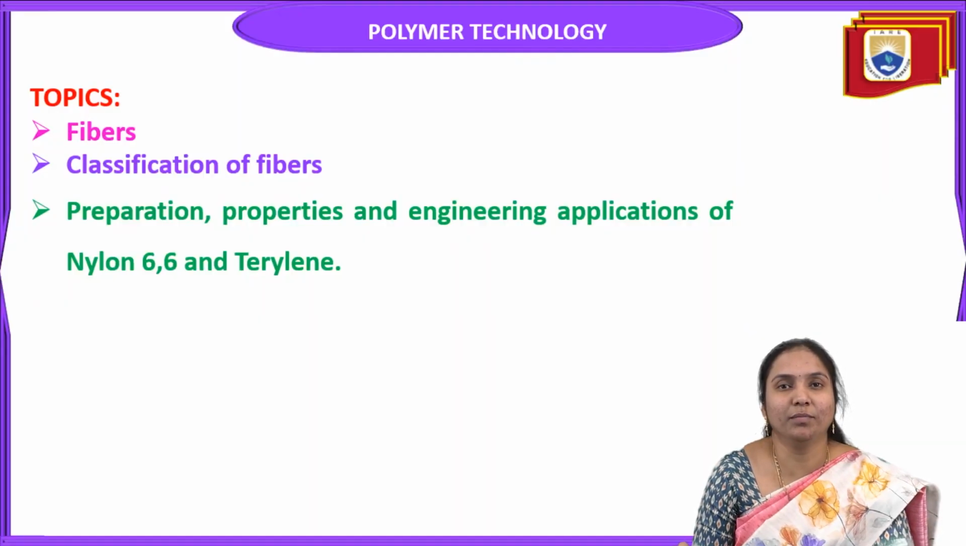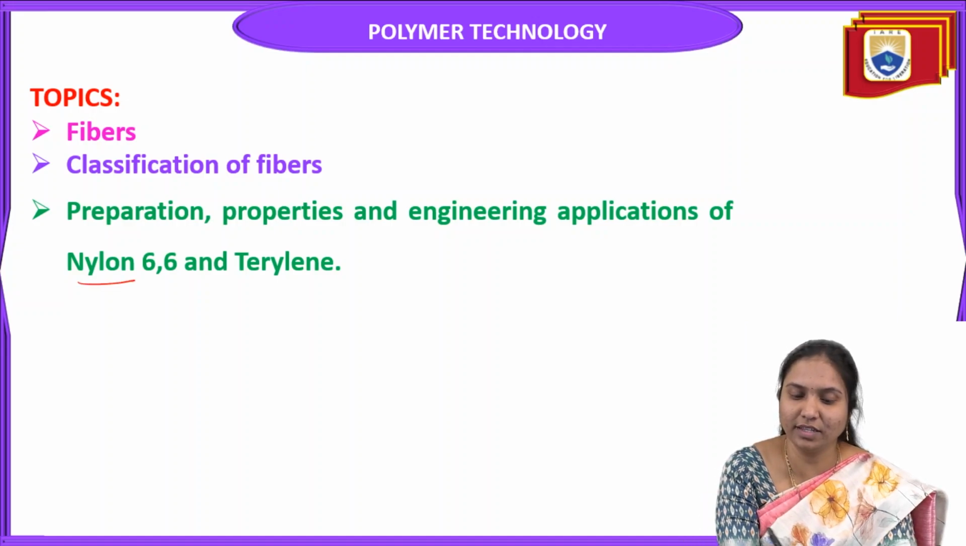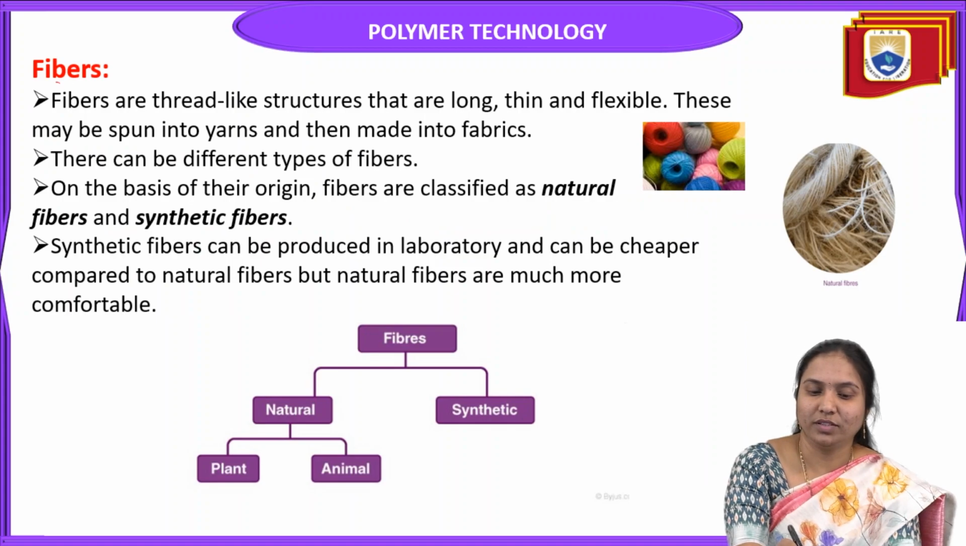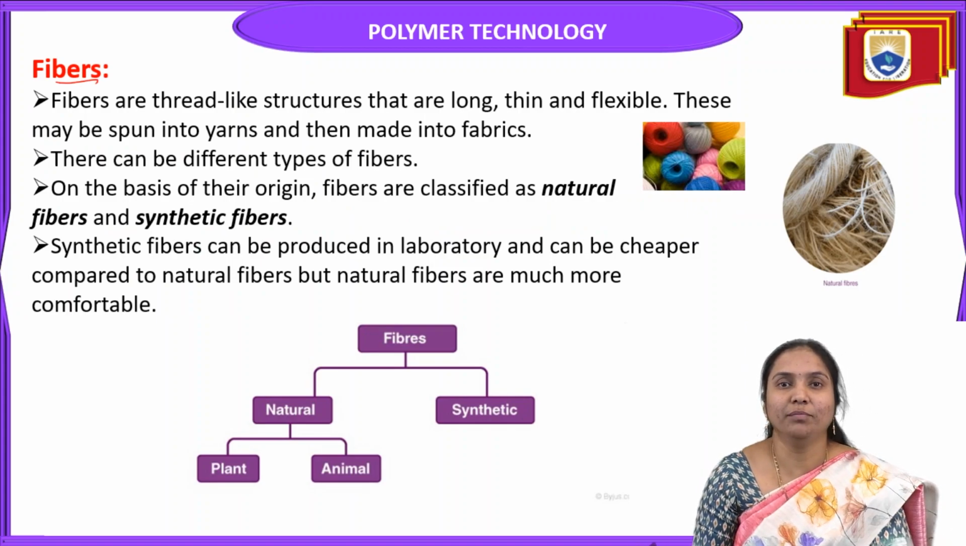Today we are going to discuss fibers, classification of fibers, and the preparation, properties, and uses of Nylon 66 and Terylene. First, what is the meaning of fiber? Simply we say a fiber is a high tensile strength filament-like material.